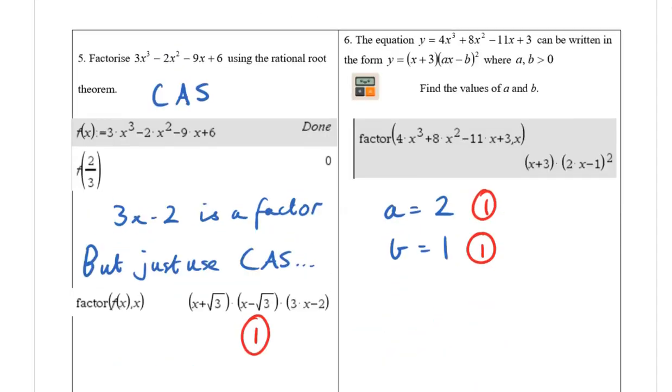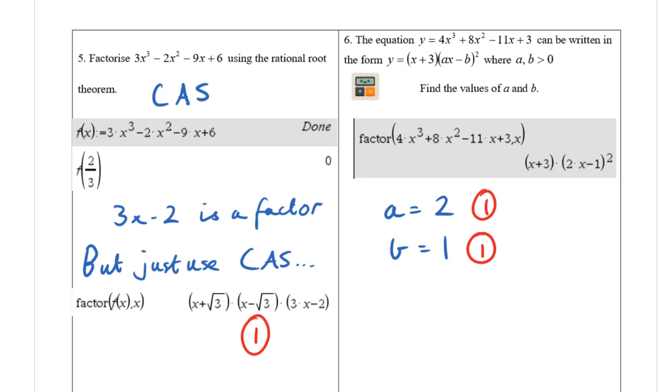Question 5. This wasn't listed as CAS, but really should be. Rational root theorem will always be CAS. Really, you would just type in factor of the function. I defined it. I just wanted to show you what it is like to find the factor that you want to use. But I've just used factor on the CAS calculator to solve this function or to factorize it fully. So use your CAS for that one.